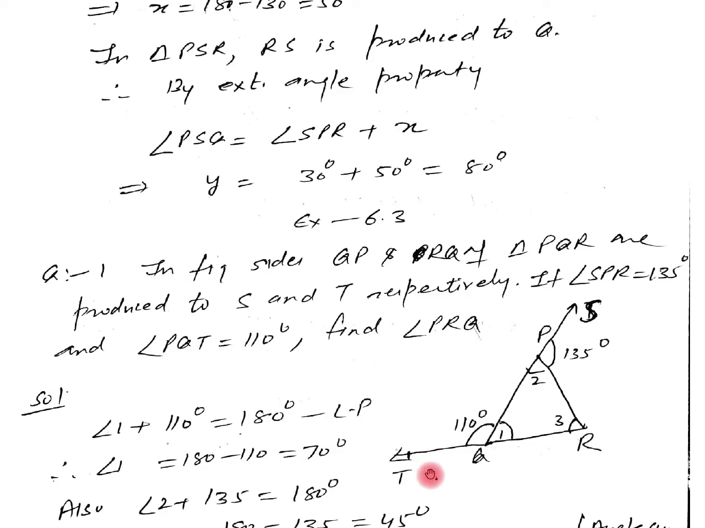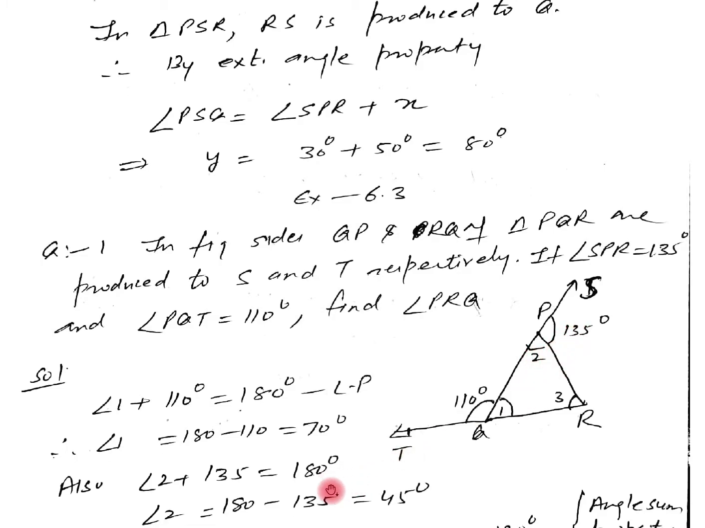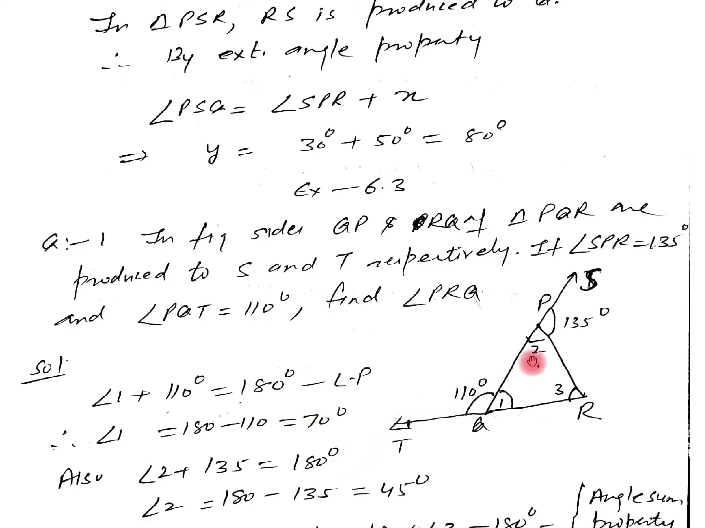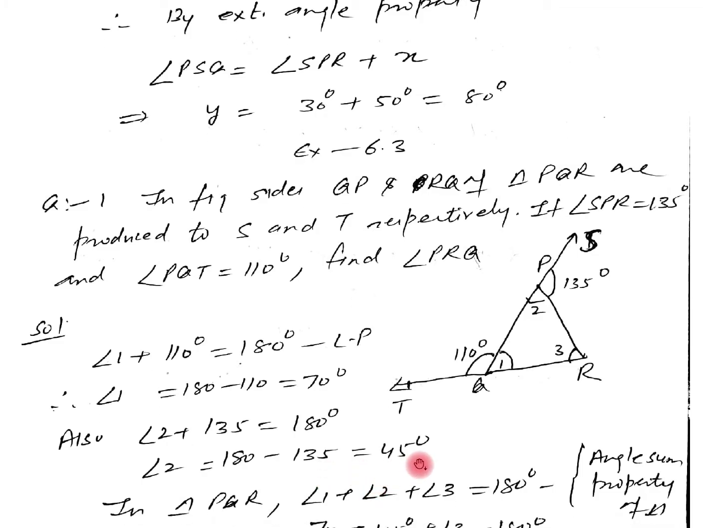Just see in the figure, angle 1 plus 110 equals 180 degrees because this is a linear pair. The sum of these two angles is 180 degrees. So we can write angle 1 equals 180 minus 110 equals 70 degrees. Similarly, it is a straight line, so angle 2 plus 135 equals 180 degrees, again by linear pair. Therefore angle 2 equals 180 minus 135 equals 45 degrees.